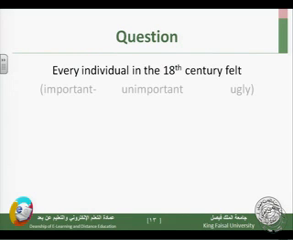There's a question here. Every individual in the 18th century, notice, in the 18th, not before. Before the 18th century, everything was stagnant, still, calm, not moving, not changing. There was stagnation, stillness, impotence. Okay, every individual in the 18th century felt what? Important, unimportant, or ugly? I know you know the answer.